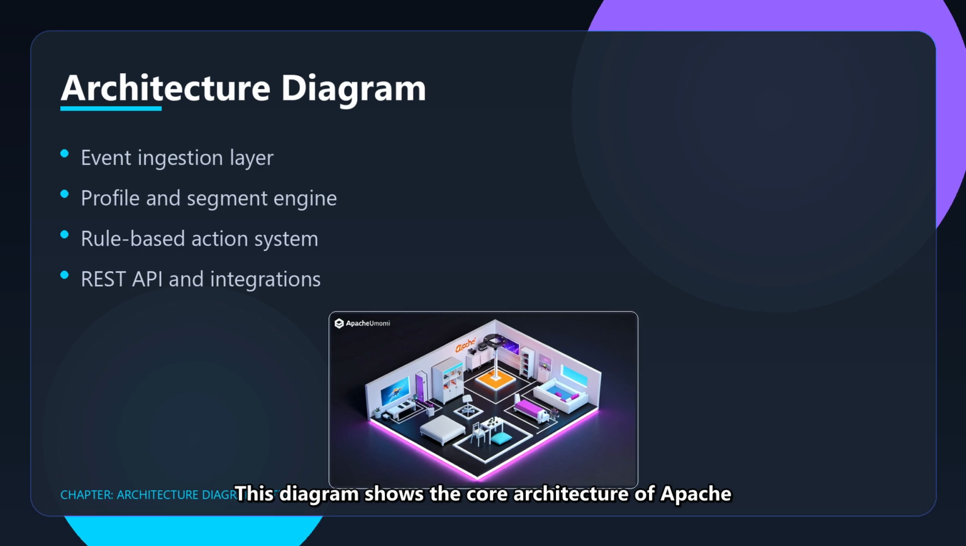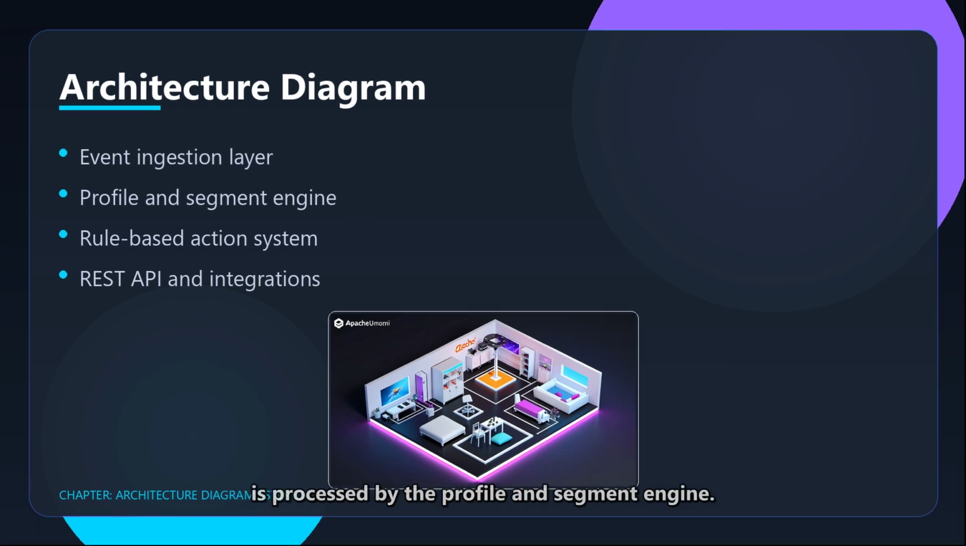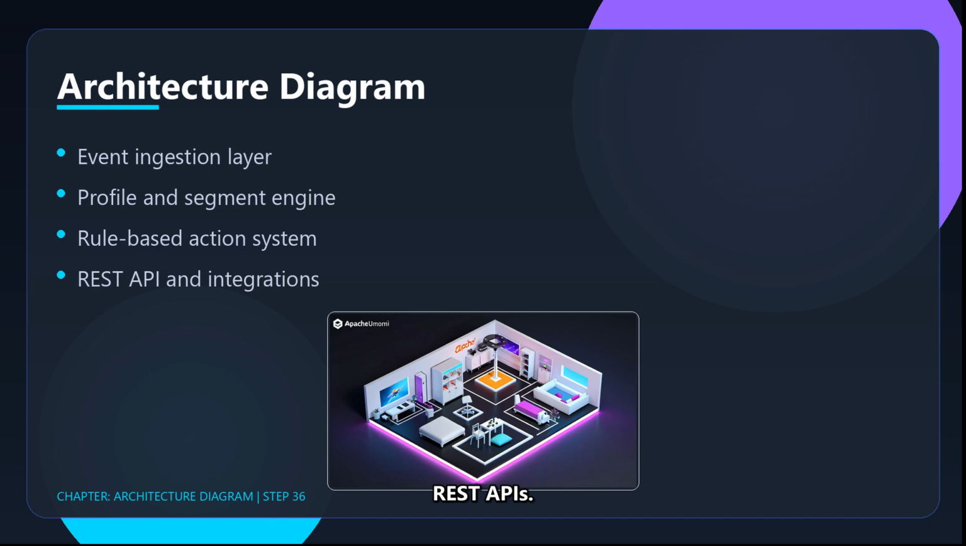This diagram shows the core architecture of Apache Unomi. The event ingestion layer receives data, which is processed by the profile and segment engine. Rules trigger actions, and everything is exposed through REST APIs.